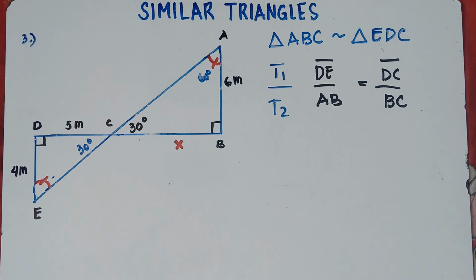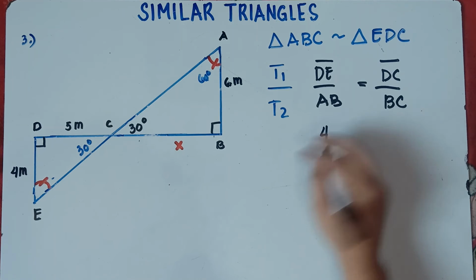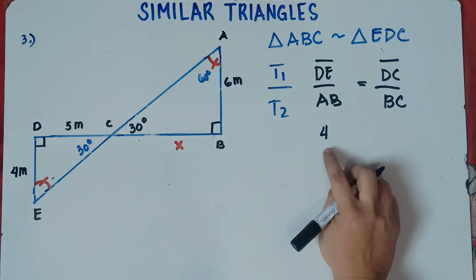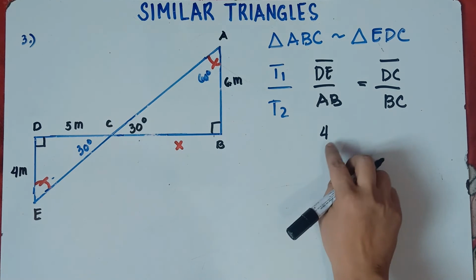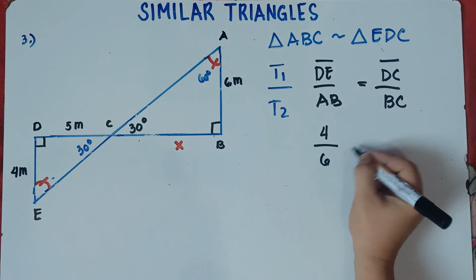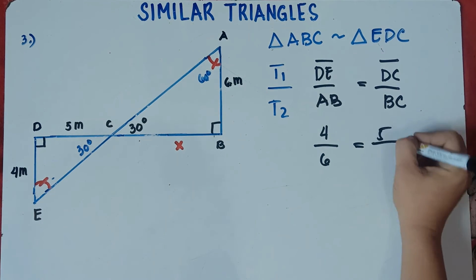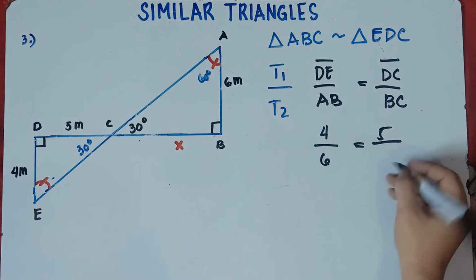So DE is 4. Substitute the value. Let's ignore first the units. DE is 4 meters, so let's just write 4. And AB is 6, equals DC, which is 5, over BC, which is x.